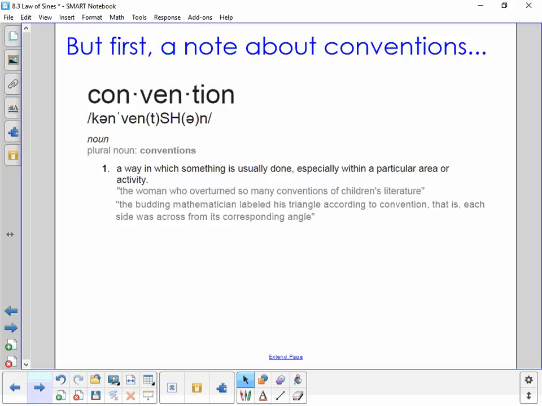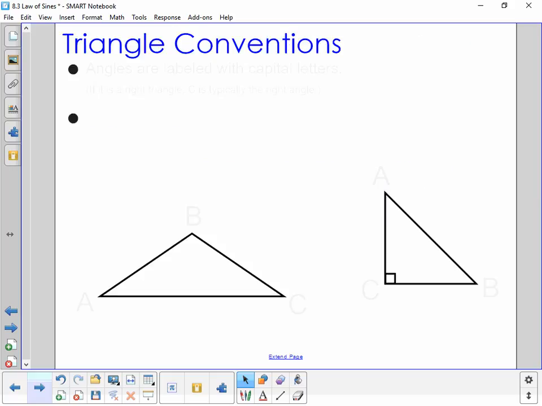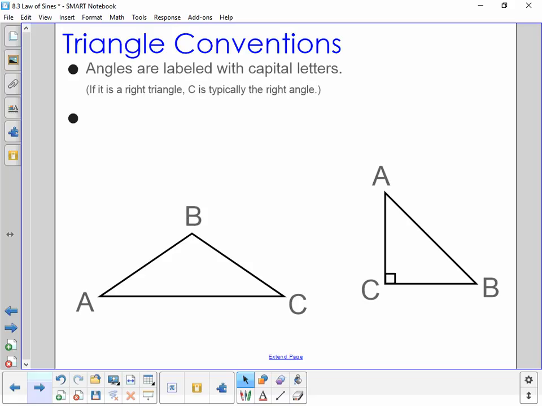Okay, so before we talk about the law of sines, we need to talk about a couple of things. First, conventions. Conventions just mean that if there's a way that things are usually done, it's called a convention. In math, we have some conventions with triangles. The first convention is typically we label our angles with capital letters. If it's a right triangle, in fact, we usually reserve the right angle to be letter C. And again, this is just a convention. It's the way things are usually done.